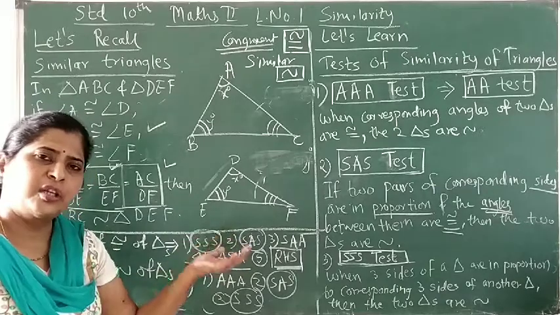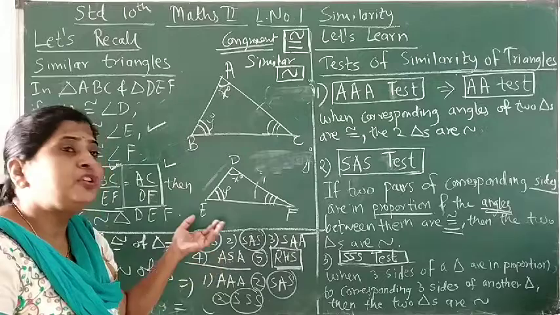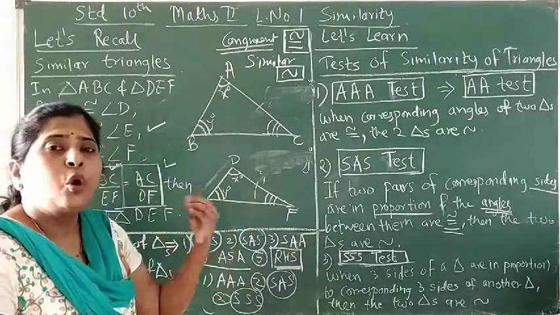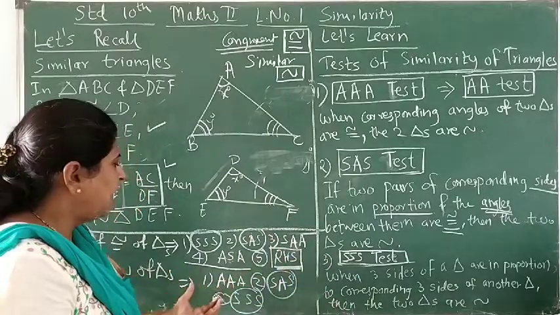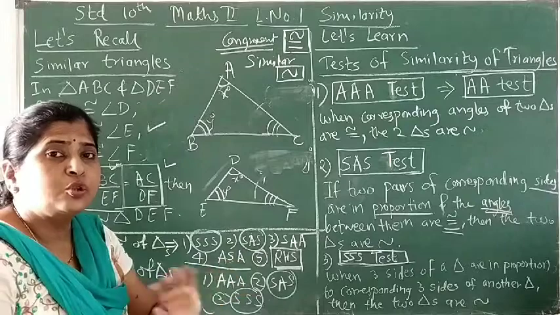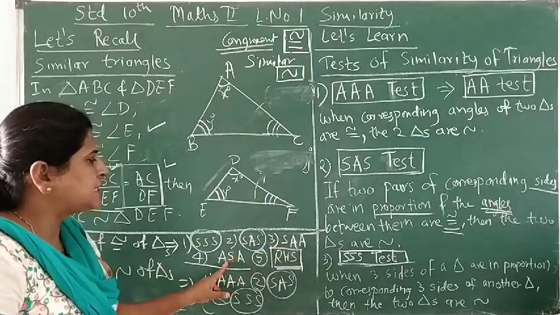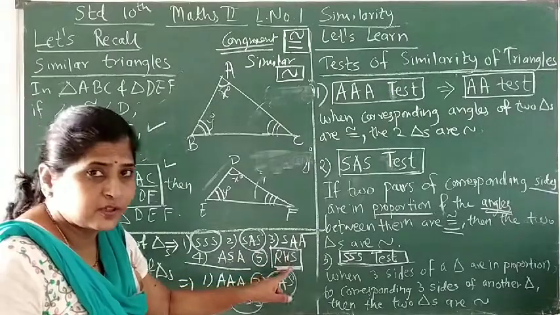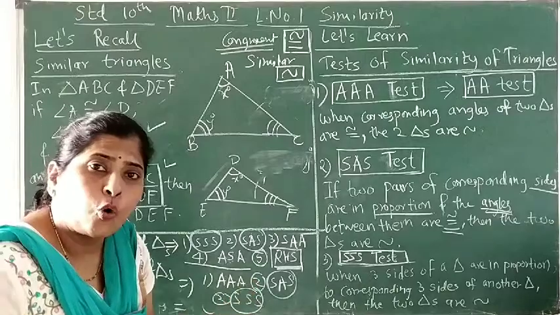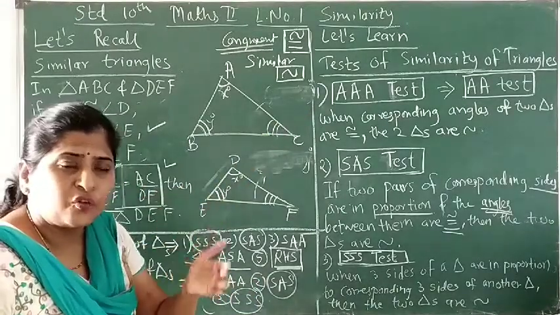Many times a question can be asked in such a way: identify which of the following is not a test of similarity. Then you might be given options from these. So you should know which is not a test of similarity. You should know that SAS or ASA or RHS are not tests of similarity. Or if it asks which is not a test of congruence, then AAA or AA is not a test of congruence.